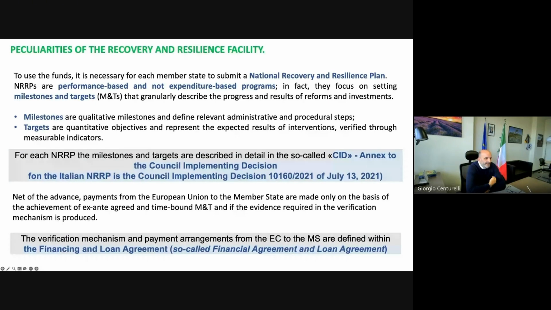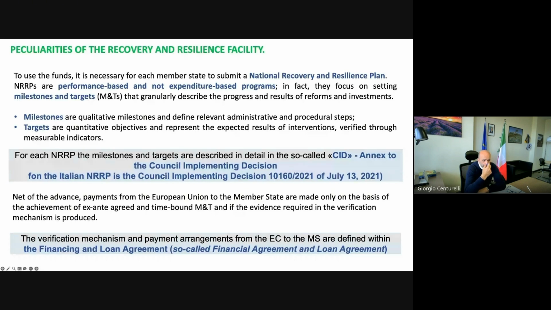For Italy, the Council Implementing Decision was adopted on 13 July 2021, and after that it was revised. The last Council Implementing Decision was adopted during the meeting of the ECOFIN of last 8 December.